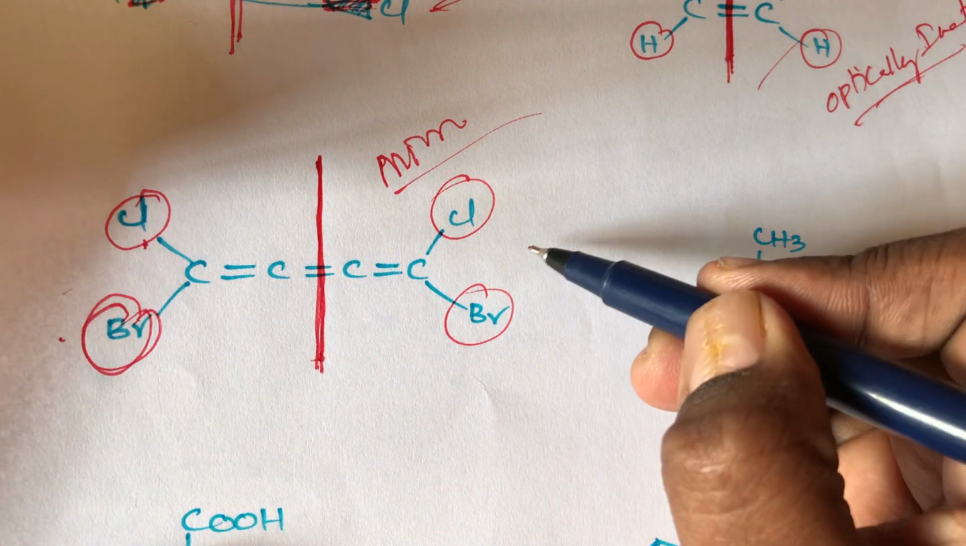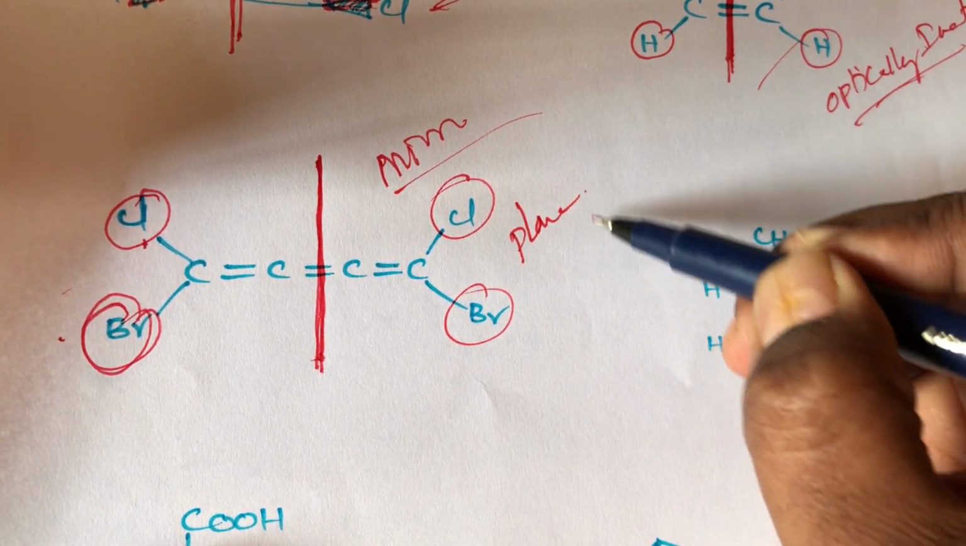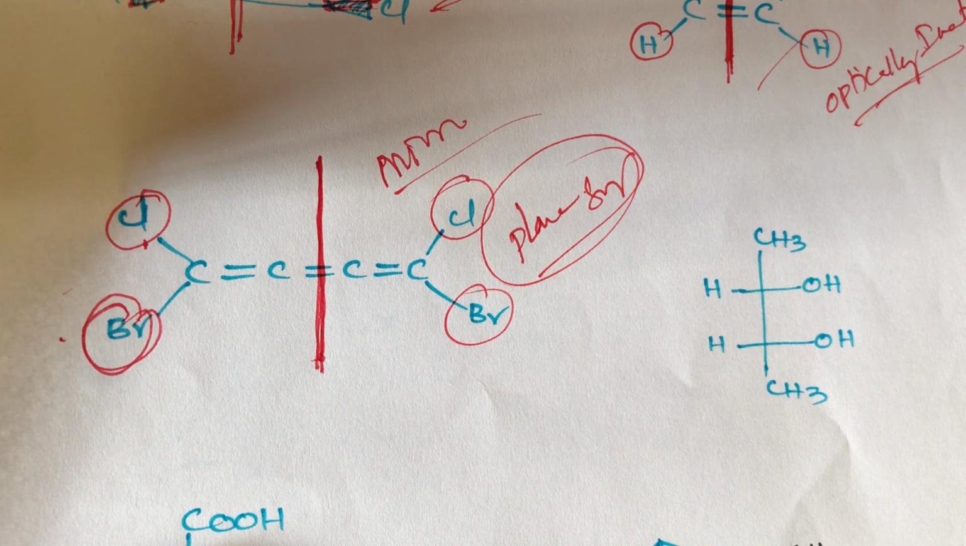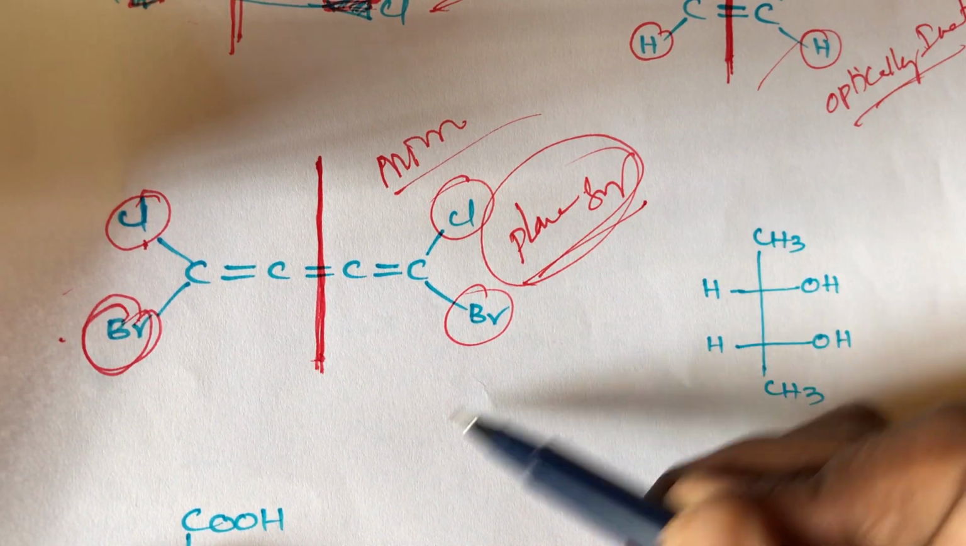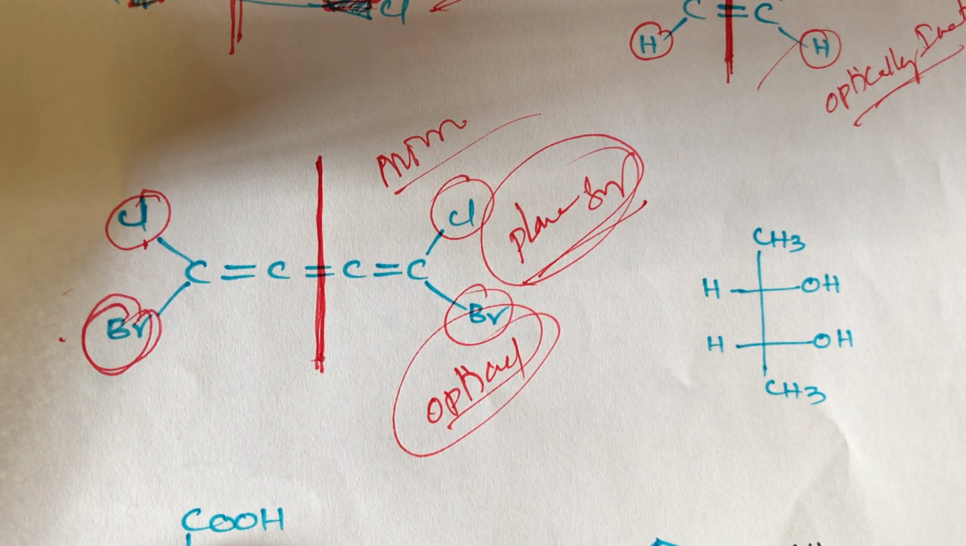So this molecule also contains a plane of symmetry. Why? Because it is divided into two equal halves, and both are mirror images. So that's why it has a plane of symmetry. This is also optically inactive. This compound will also show optical inactivity.